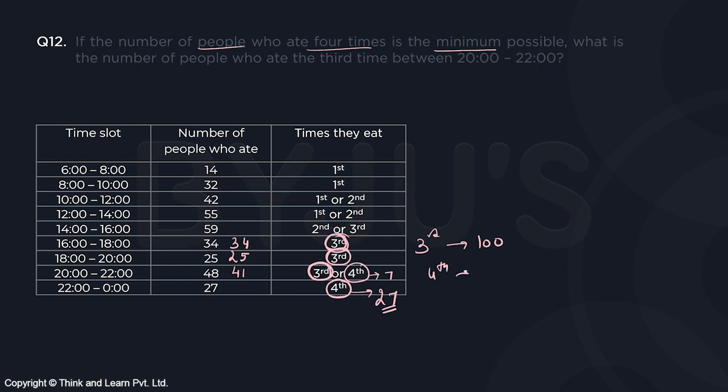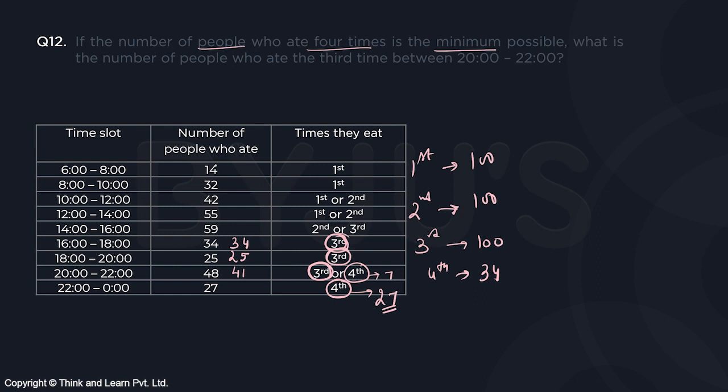People who ate for the fourth time are 27 plus 7, that is 34. But if 100 people ate for the third time, then 100 people must have eaten for the first time and 100 must have eaten for the second time. Of course, they cannot be more than 100, and you can't have less than 100 as well. So the only possibility is they have to be 100.